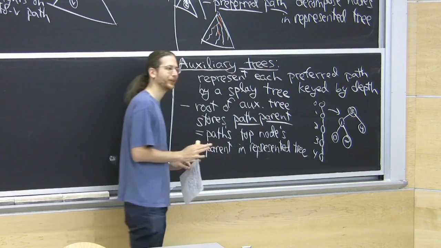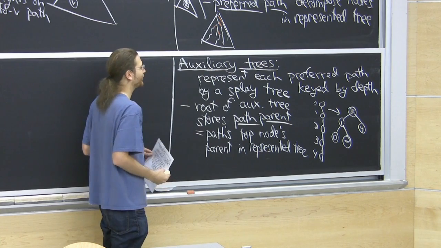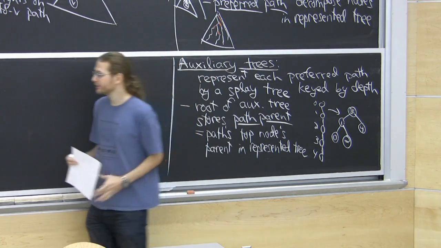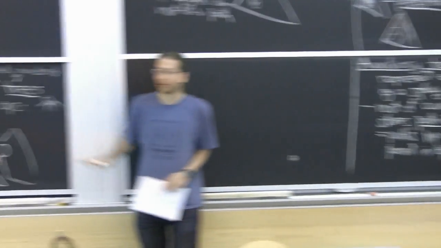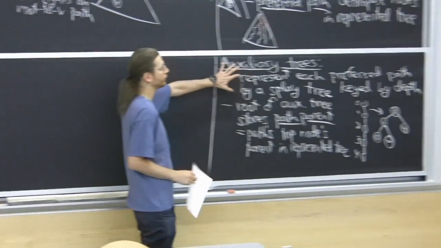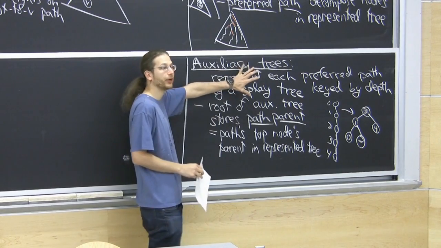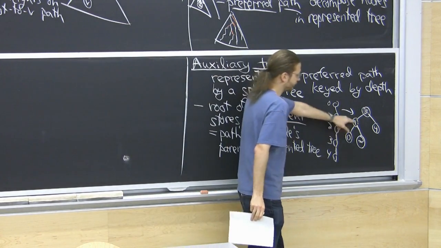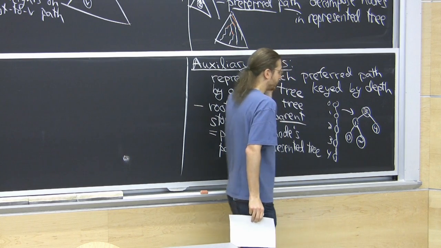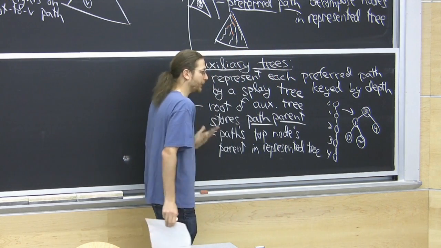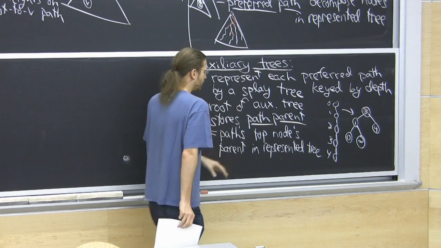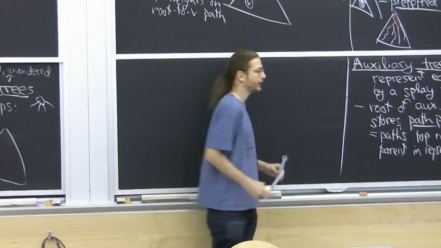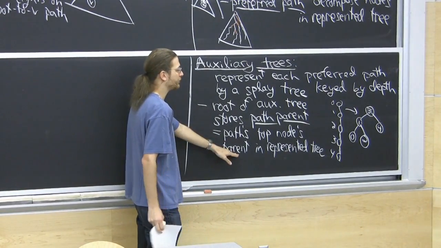Okay, very soon it's going to get confusing. And I'm going to always make it explicit. Am I talking about the represented tree, the thing we're trying to represent? Or am I talking about auxiliary trees? Because the notion of parent is different in the two. So in an auxiliary tree, parent is just whatever happens to be stored in the splay tree. When you do splay operations, you care about those parents. When you're thinking about the tree you're trying to represent, you care about parents in the represented tree.